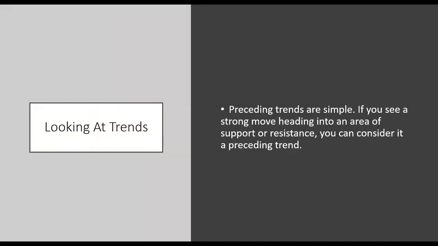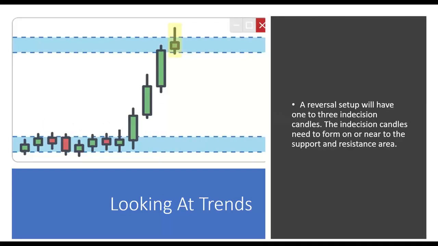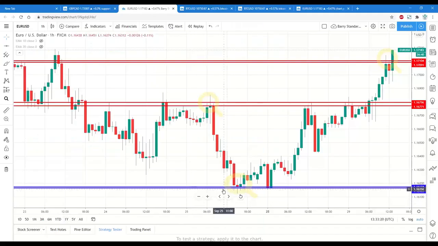So preceding trends are simple. If you see a strong move heading into an area of support or resistance, you can consider it a preceding trend. Then we get the indecision candle. A reversal setup will have 1 to 3 indecision candles. The indecision candles need to form on top or near the area of support or resistance, like we saw on my live charts. So here, in this case, we had 2 indecision candles. In this case here, we had 1 indecision candle. But they need to appear on the level of support or resistance, and they need to appear after a preceding trend.